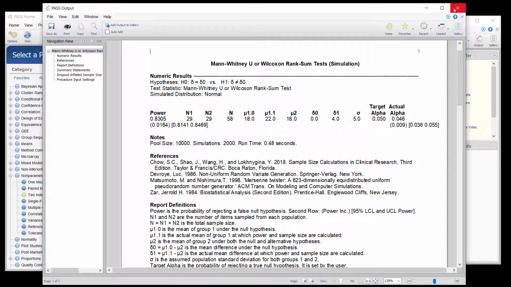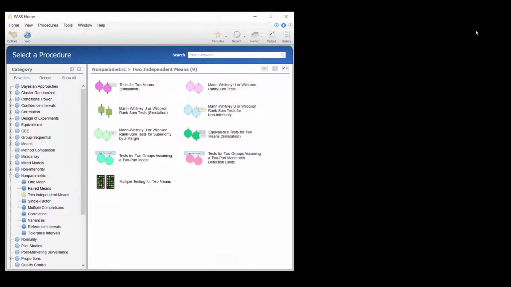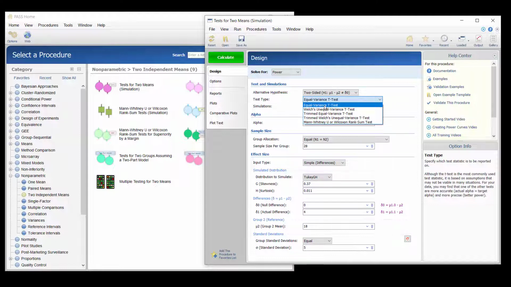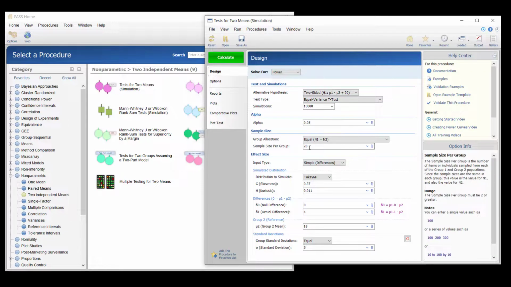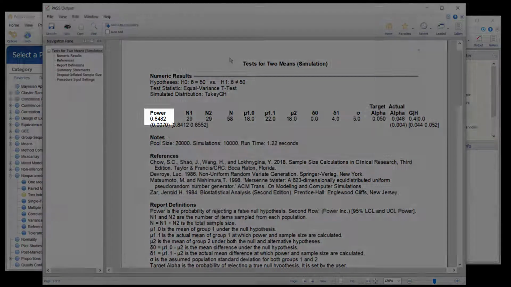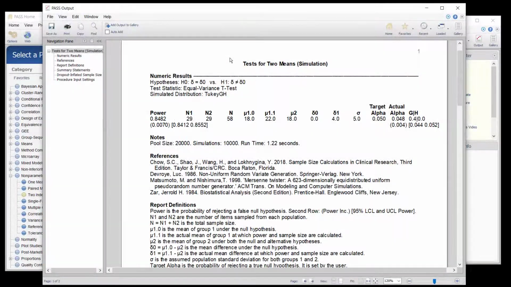Further, they wish to know the power and alpha that would be achieved if a Tukey's lambda distribution is used, but a regular t-test is used instead of the Mann-Whitney U-test. These comparisons can be used to show the advantages of using the Mann-Whitney U-test when the data is non-normal and the standard t-test when the data is normal.